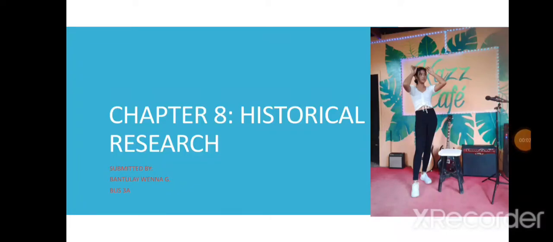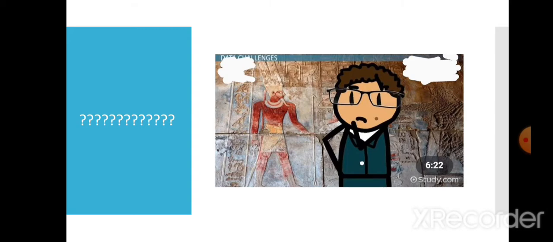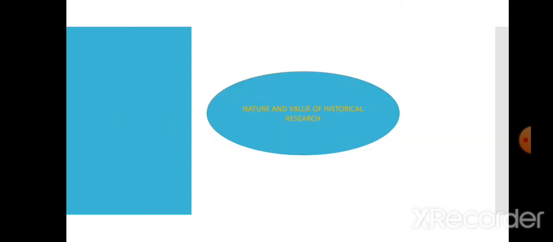Chapter 8, Historical Research. What is historical research? It does not have the rigor of such research methods as experimental and survey methods. Nature and value of historical research.